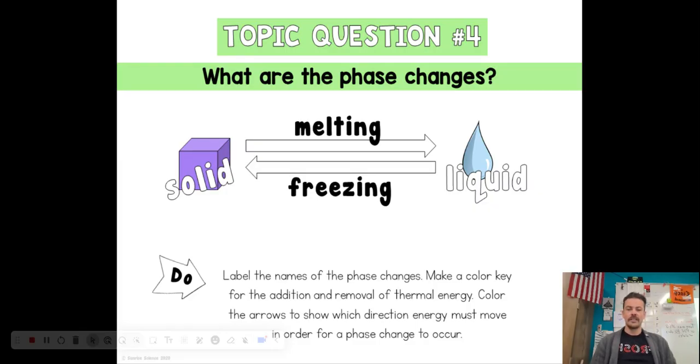Topic question number 4 continued. Label the names of the phase changes and make a color key for the addition and removal of thermal energy. Color the arrows to show which direction energy moves in order for a phase change to occur. Draw or color arrows that are increasing in temperature with red, and color arrows that are decreasing in temperature with the color blue.